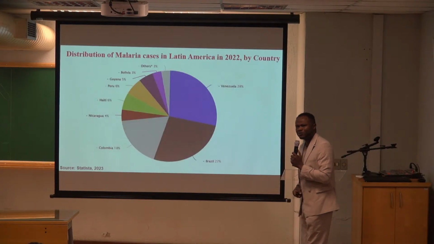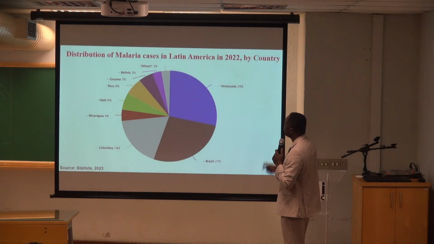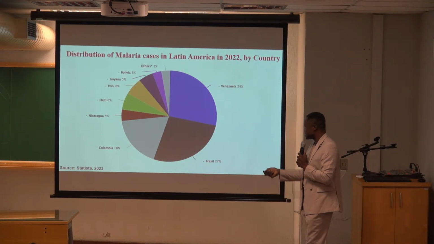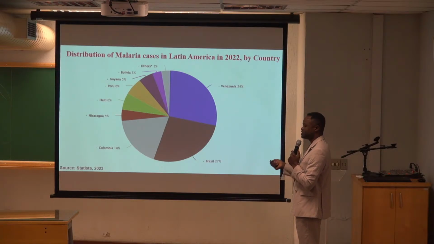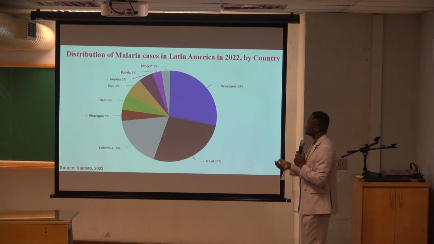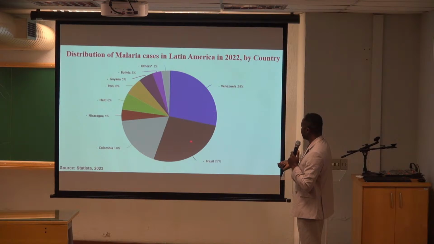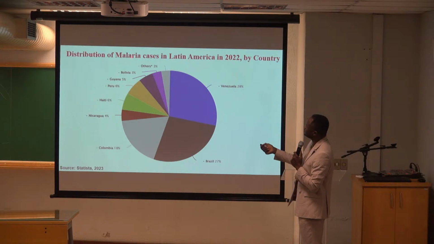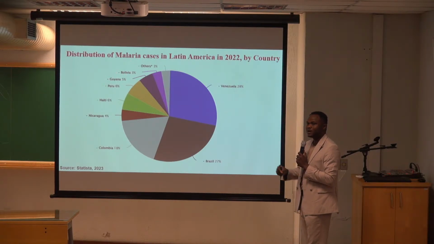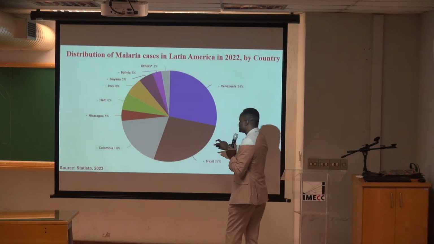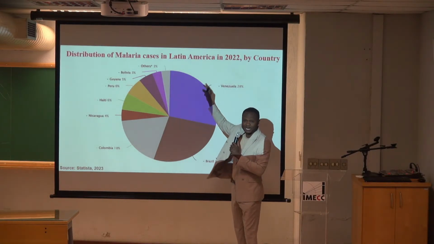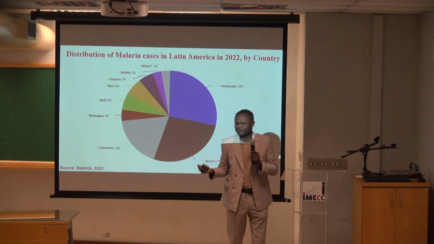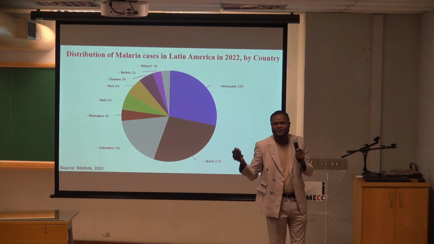So we also have another one from America. According to Statista, where I got this information, you can see Brazil here, 27%, Venezuela, 28%, compared to countries like Bolivia. However, the majority of the malaria cases in Brazil is in the northern parts, states like Amazonas. That is why people in the south sometimes don't even have any cases of malaria.